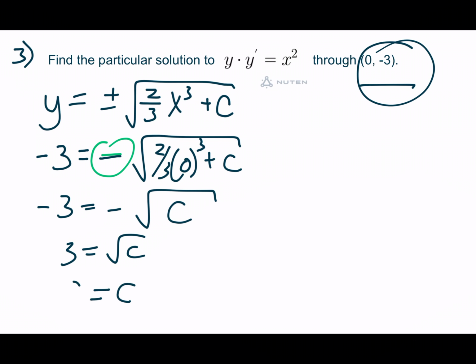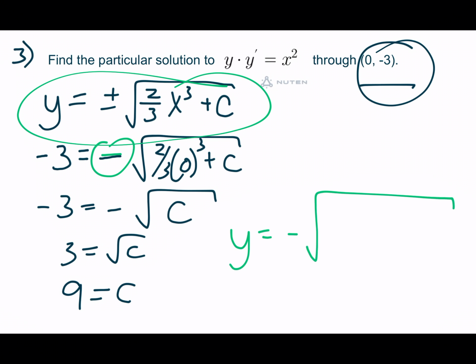So c would equal 9. And just double check that square root of 9 is 3. We're good. And now I'm going to go back and rewrite my function. So here's my general format. I decided that the square root should be negative. So negative the square root of, and it's going to be 2/3 x cubed. And I just found that c was 9.